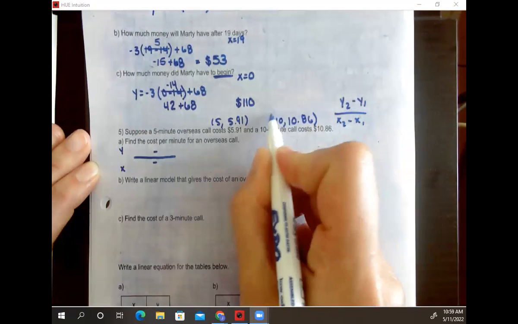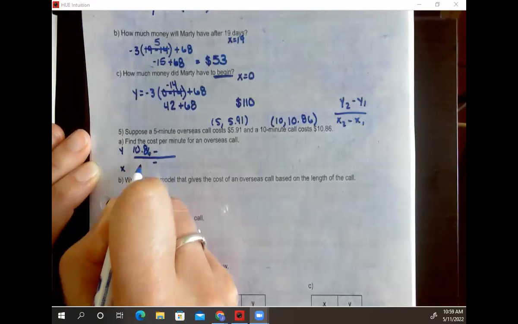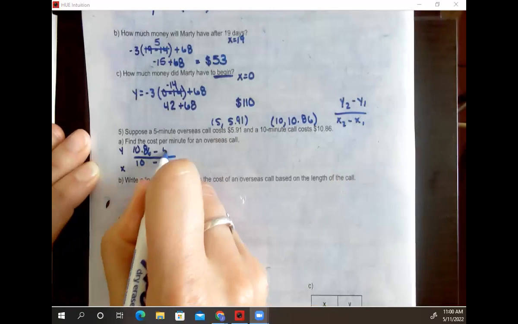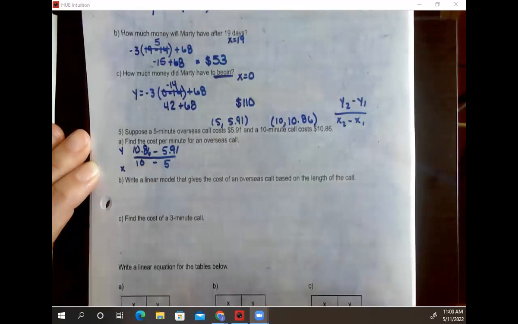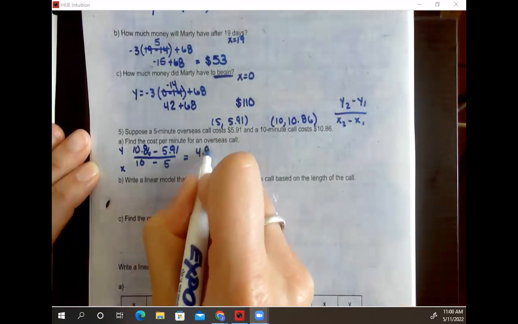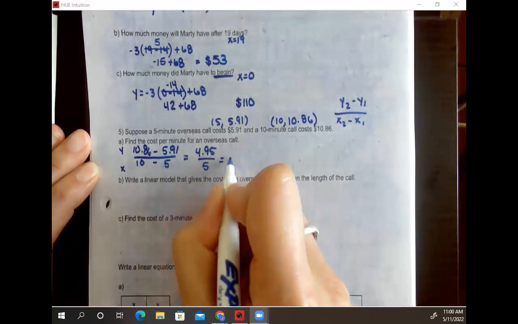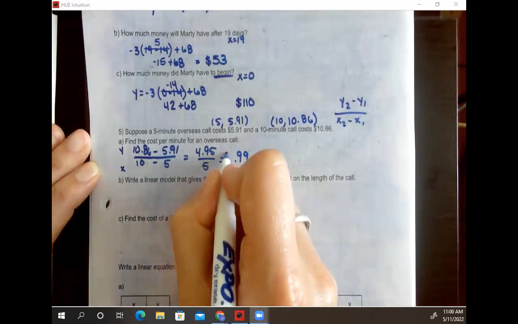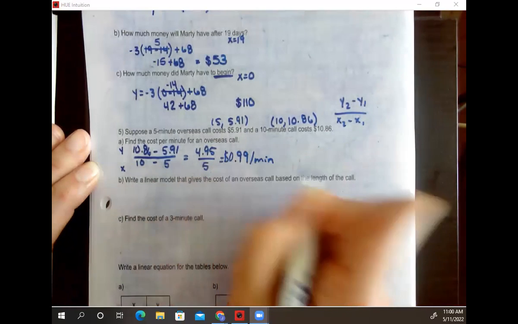So I'm going to take this guy and put my y on top and my x on bottom. And then I'm going to take my other point and put my y on top and my x on bottom. So when I find the slope here, if I subtract on top, that's 495. If I subtract on bottom, that's 5. So we end up with 0.99. For the context of our problem, that means 99 cents per minute for our overseas calls.